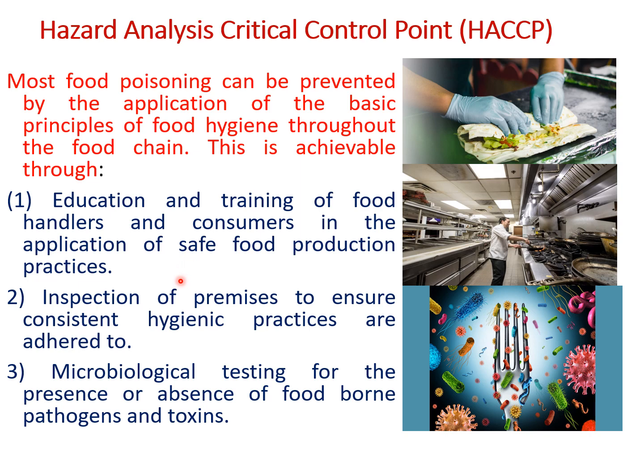First one is we have to educate and train the food handlers and even the consumers in the application of safe food production practices. Next one is the premises, where the production is being done, has to be inspected for consistent hygiene practices. And these people have to adhere to those practices. Next one is microbiological testing. So the microbiologists test for the presence or absence of foodborne pathogens and even the toxins.